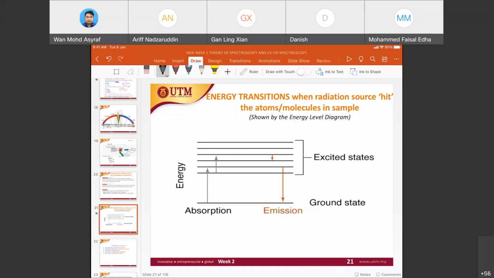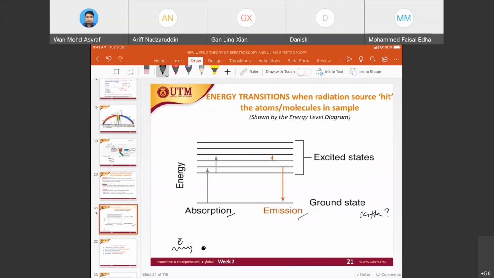Tetapi when your sample, katakanlah saya letak dalam bentuk dot ya, bila saya bagi electromagnetic radiation kepada dia, it has a choice whether to absorb ke, to emit ke, ataupun to scatter. Okay, scatter. So, kalau kita kata di absorb, sekarang ni you duduk macam tu saja. Okay, you duduk, tapi bila tiba-tiba your parents give you food. So, you will become excited. Setelah you makan, your energy akan naik. So that is what happens to your sample as well.